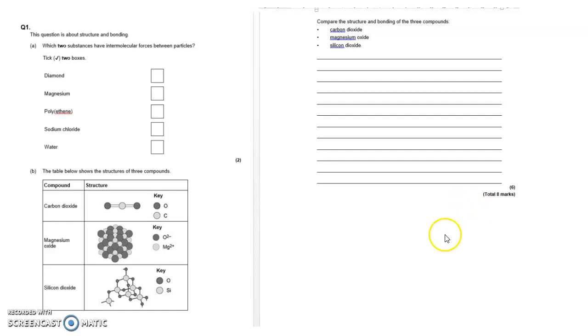Right? This question is not about properties. You are not writing about melting point. You are not writing about electrical conductivity. It is purely about bonding and structure.